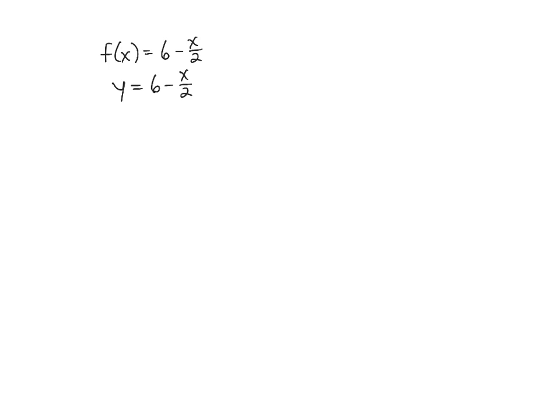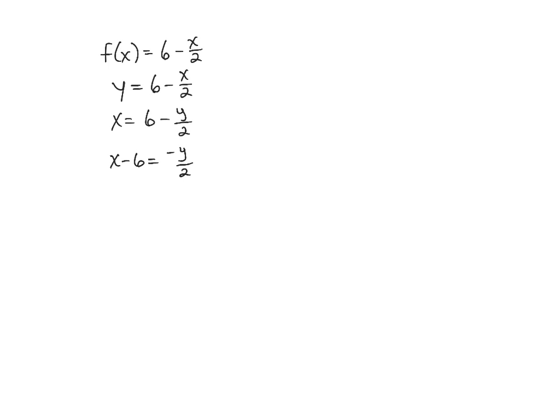And then we're going to switch the x and the y because the domain becomes the range and the range becomes the domain. So I have x is equal to 6 minus y over 2. Now, since I switched the x and y, I want to now solve for y. So I'm going to subtract 6 from both sides. So x minus 6 is equal to negative y divided by 2.